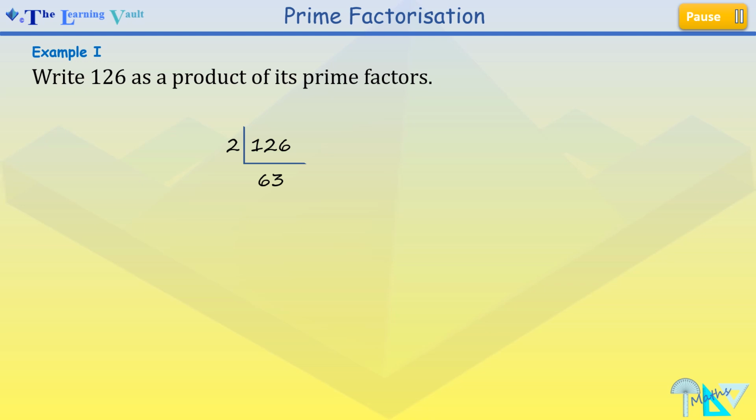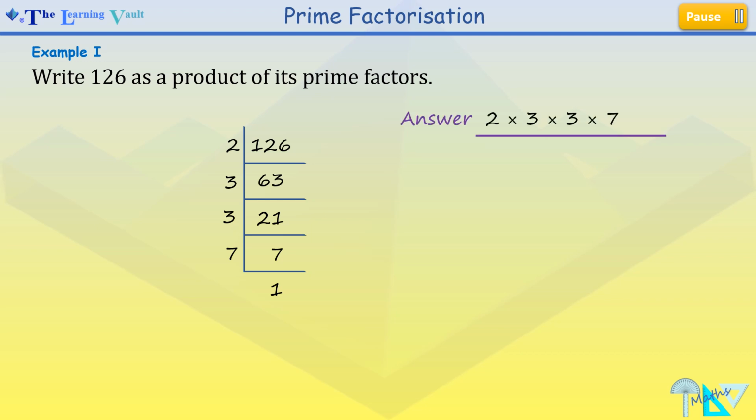Now 63 is not an even number, so the next prime number to try is 3, because 6 plus 3 is 9, so we know that this is divisible by 3. So 3 into 63 is 21. Next is 3 again, 7, and lastly 7 till we get to 1. So therefore our answer is 2 times 3 times 3 times 7, or 2 times 3 to the power of 2 times 7 in index form.